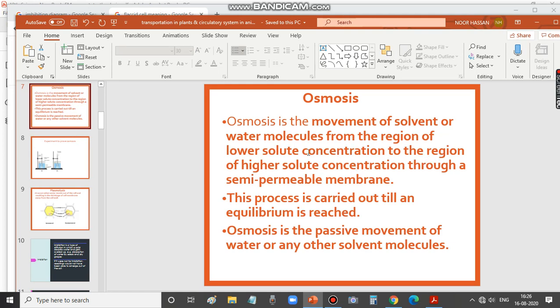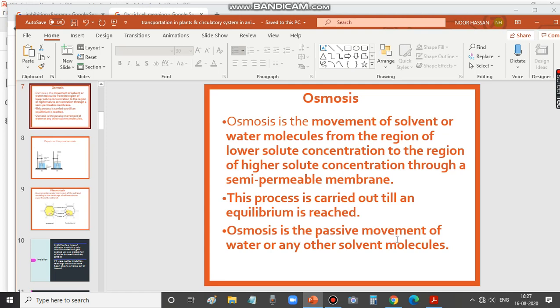So when transport occurs between these two regions, from the region of lower solute concentration to the region of higher solute concentration through a semi permeable membrane, this kind of movement is called osmosis. This is carried out till an equilibrium is reached, that is, till in both the regions the balance or equal state is reached. Till then the process will occur. After that it will stop.